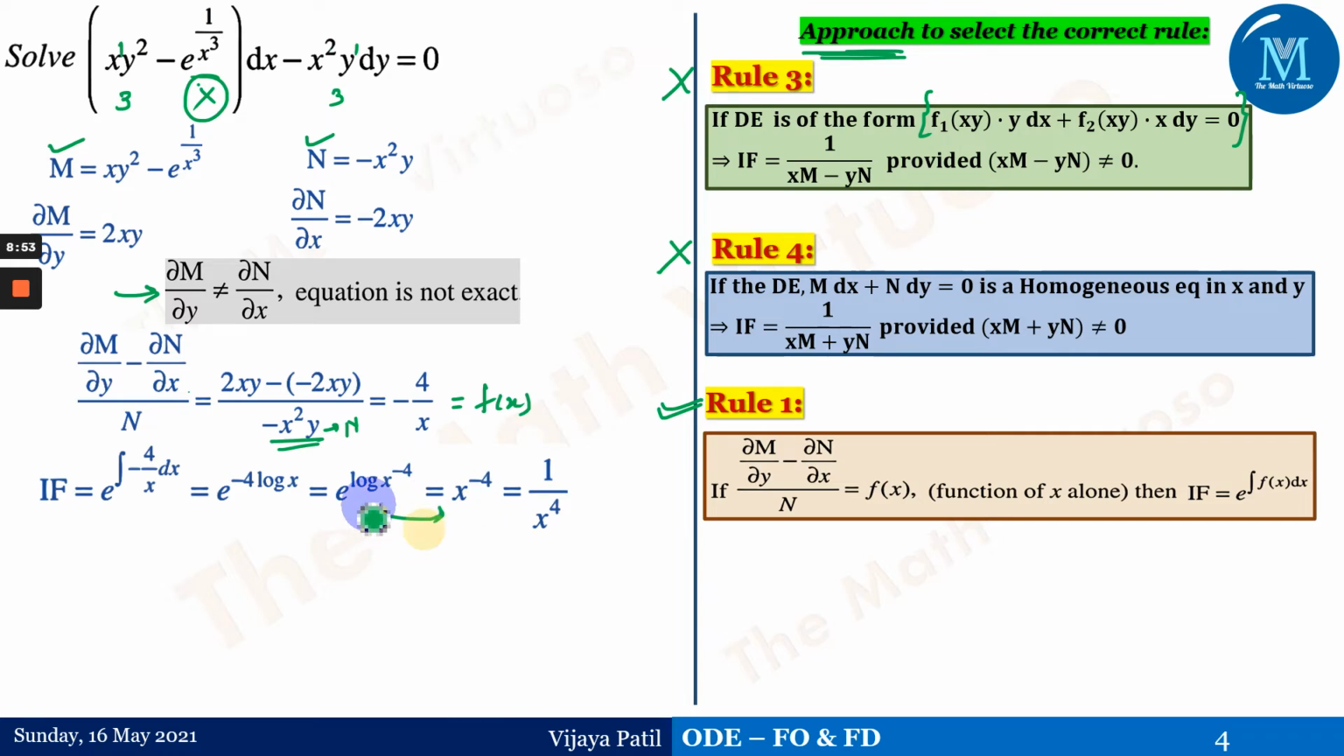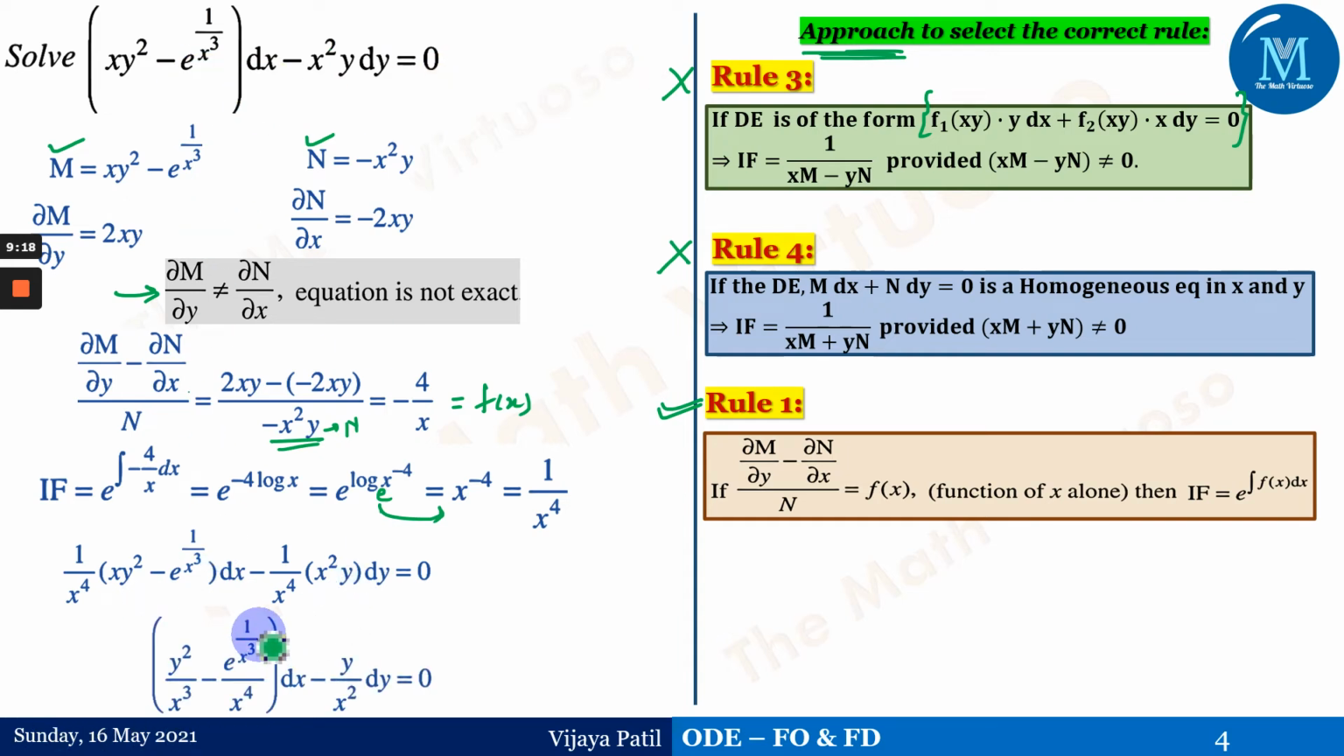How have we got this? It's a log to the base e, and therefore e to the power log to the base e will give us x to the power minus 4, and therefore we have 1 upon x to the power 4 as the integrating factor. So we have to multiply this 1 upon x to the power 4 with the original equation.